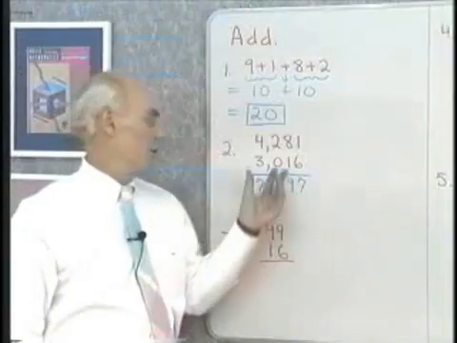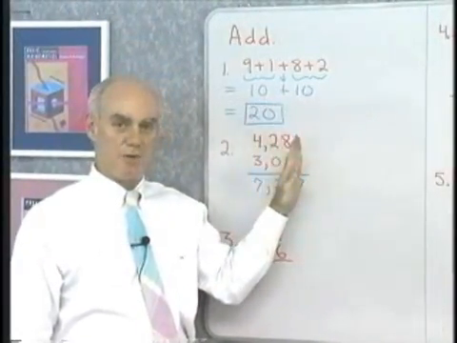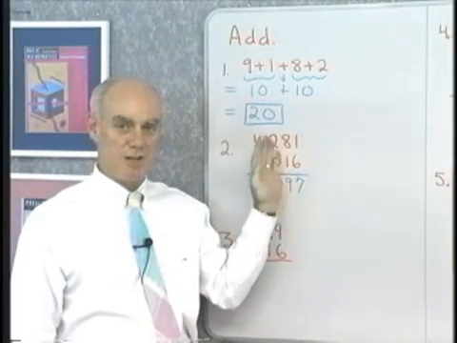So when the numbers are a little larger like this, we can write one under the other and then just add in columns. Add the numbers in the ones column, tens column, hundreds column, and so on.